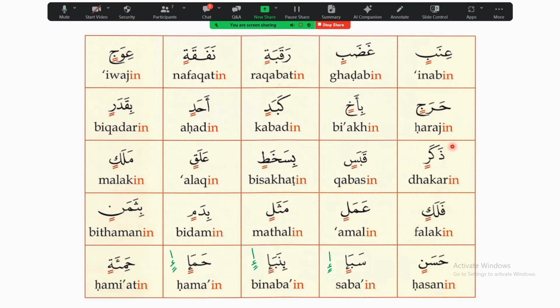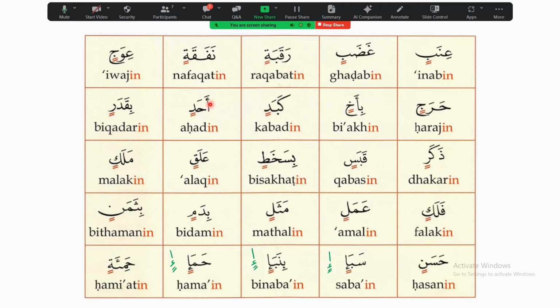So the next one here is harajin, bi'akhin, kabadin, din at the end, din. Okay, again, you don't find any ya or alif written after the tanween, like the kasratain tanween of dal here, right? No alif, no ya here.